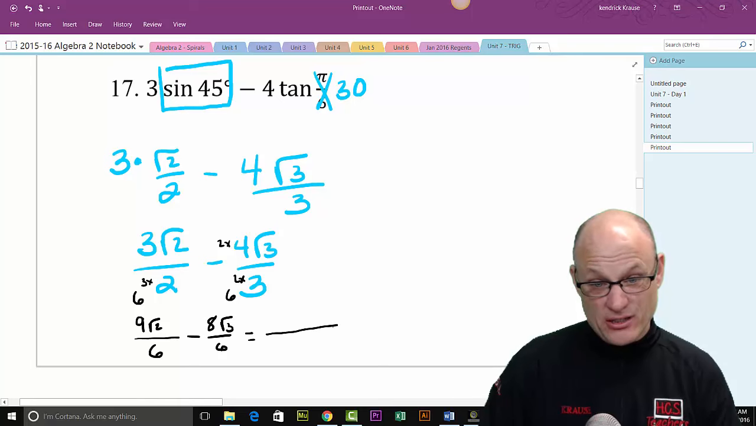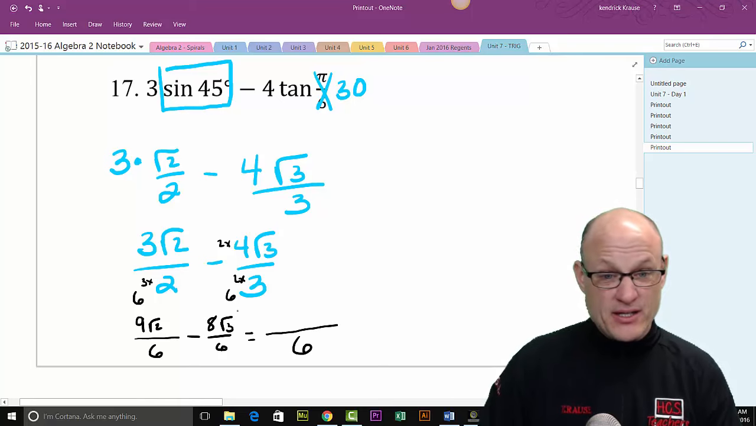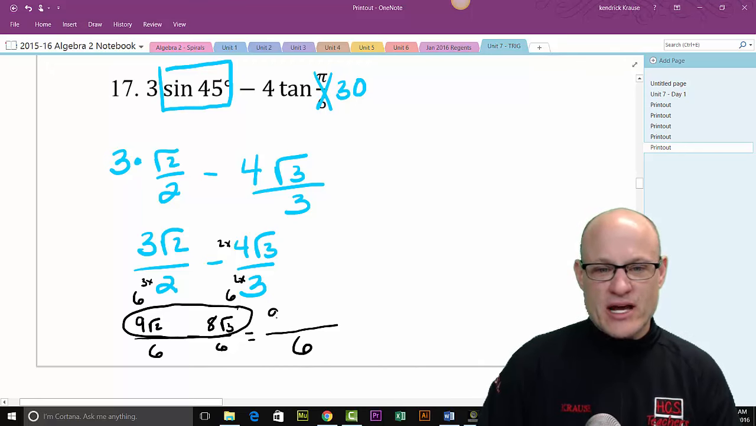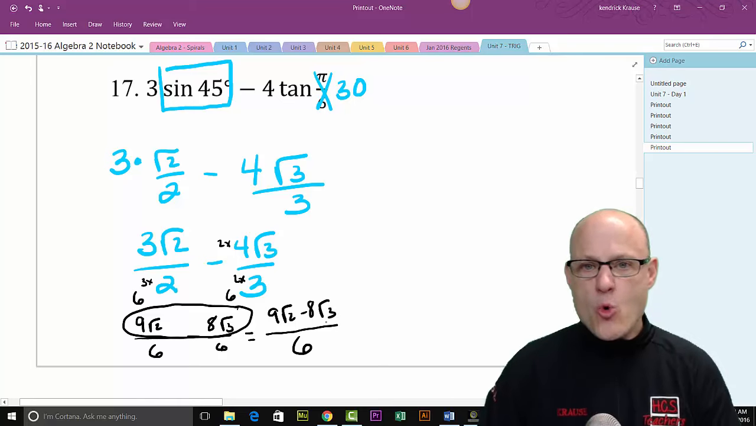Well, those can now be combined, sort of. The denominator is 6, but because these two don't have the same radical, you can't combine them. So it's really just 9 square roots of 2 minus 8 square roots of 3. Ooh, that was painful. Let's go over here.